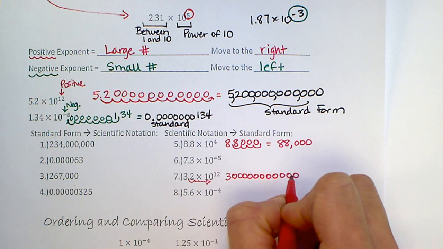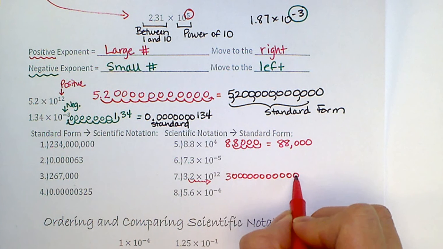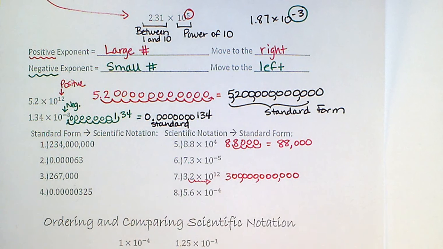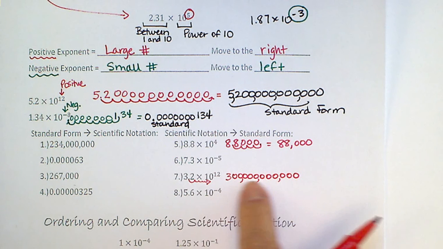Then I'm going to count back 3 and do my commas. 1, 2, 3, comma, 1, 2, 3, comma. There we go. So this is scientific and this is standard form.